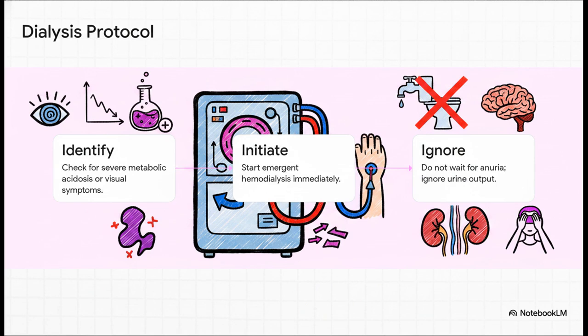If a patient presents with a severe metabolic acidosis, specifically we're talking a pH of less than 7.25, or if they're showing visual symptoms after a methanol ingestion, you must initiate emergent hemodialysis immediately.